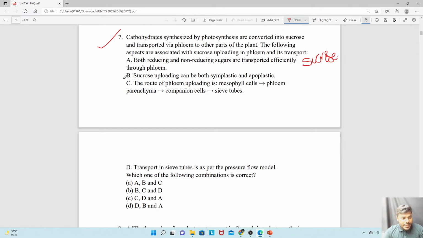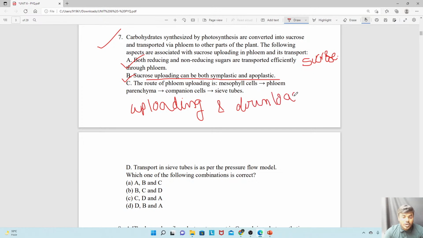Everyone, now look into option B. Sucrose uploading can be symplastic also, apoplastic also. Good. So sucrose is the only non-reducing sugar that can be transported. I hope every student remembers. Two days back we read it very clearly and I highlighted the two points. Both uploading and downloading, that is loading and unloading of the sugar, contain both the symplastic pathway and the apoplastic pathway. That is what we studied.